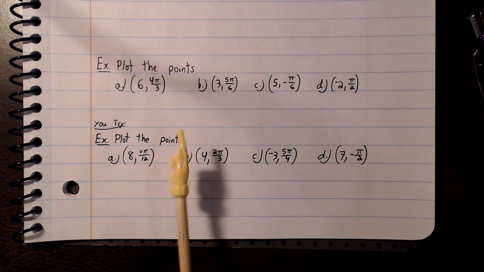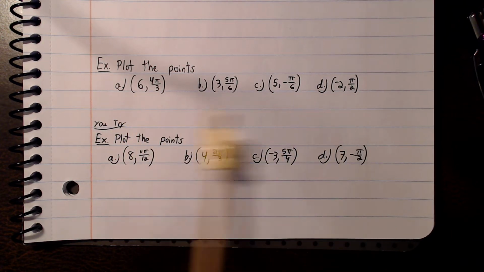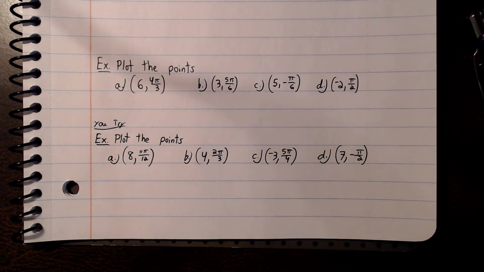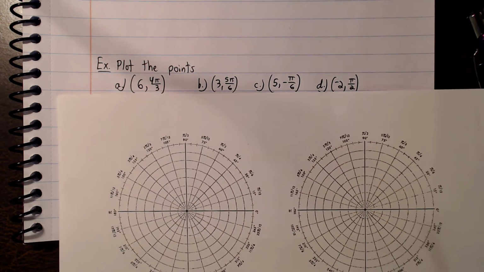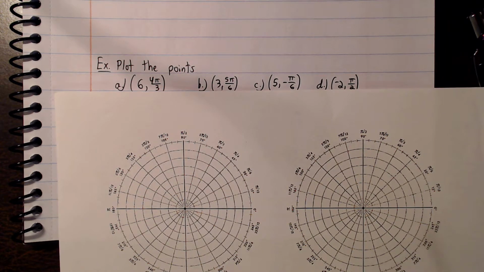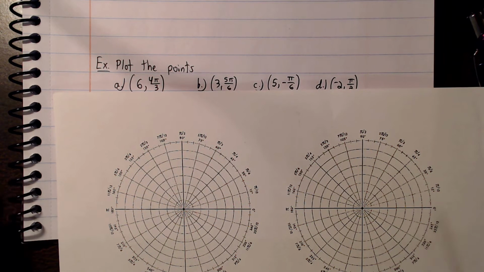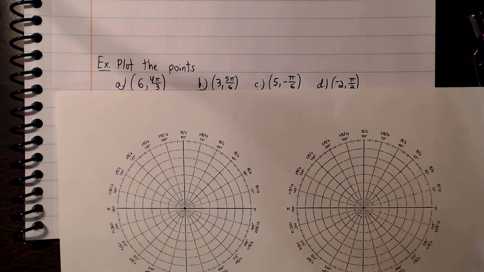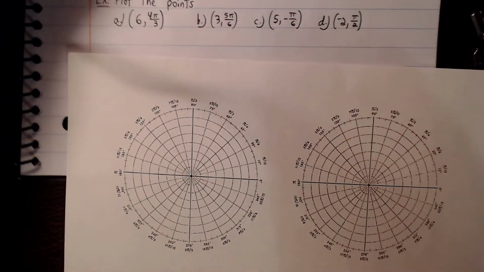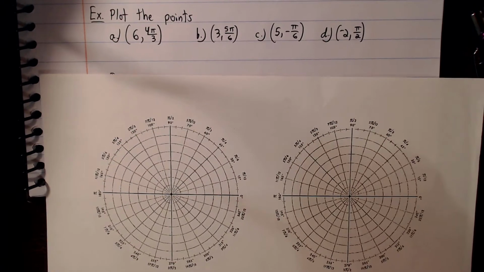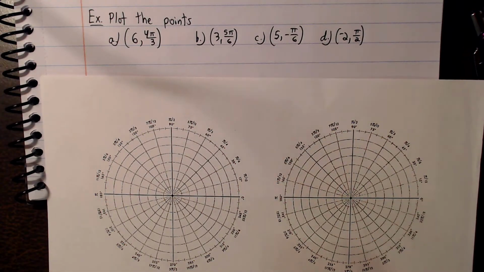Okay, we're going to plot these coordinates first. I'm going to label each one. Let's see if I can fit these both on the screen at the same time. Just barely. That works. Alright. So we want to plot those particular points.